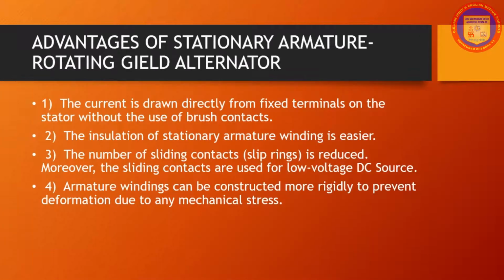Advantages of stationary armature rotating field alternator. A few of them include: the current is drawn directly from fixed terminals on the stator without the use of brush contacts. The insulation of stationary armature winding is easier. The number of sliding contacts is reduced. Moreover, the sliding contacts are used for low voltage DC source. Armature winding can be constructed more rigidly to prevent deformation due to any mechanical stress.